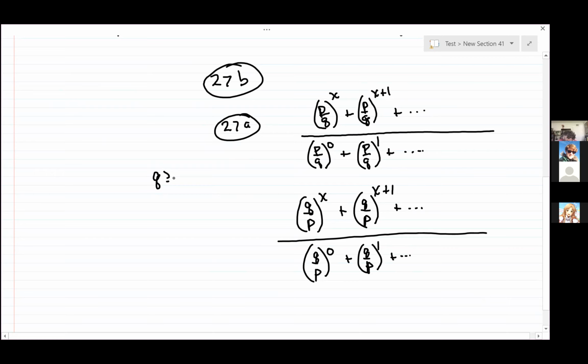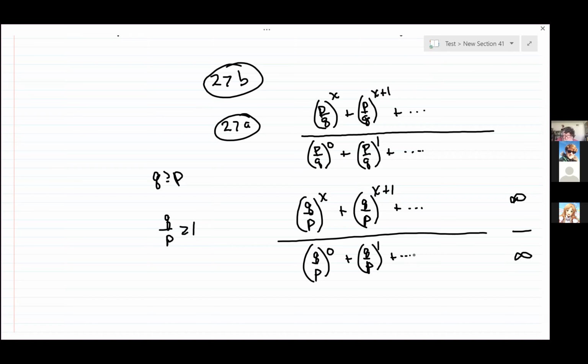Okay, and since Q is greater than or equal to P, what does that say? Q over P is greater than or equal to 1. So this goes along with what I was saying up here. This is a divergent geometric series, so this is infinity. This is also infinity. And what we're trying to show is, in this case, infinity divided by infinity is equal to 1.